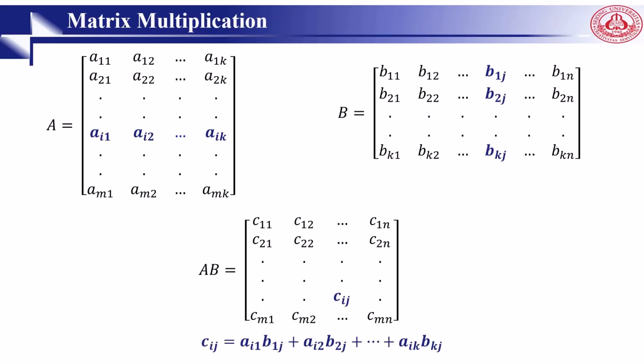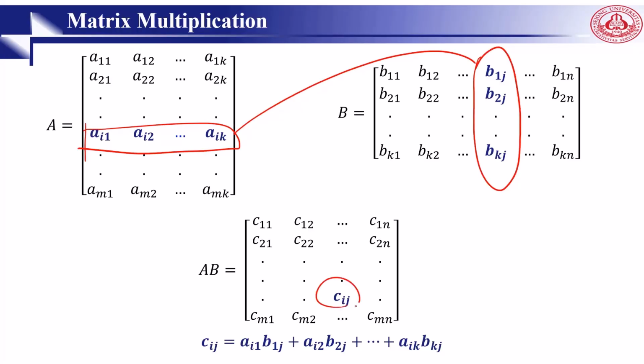So here is the notation of matrix multiplication. For example, if we want to do this for this row, we multiply it by this column, right? And this is what we want: Cij equals Ai1 B1j plus Ai2 B2j plus up to Aik Bkj. This one multiplies this one, and the summation will come to this.